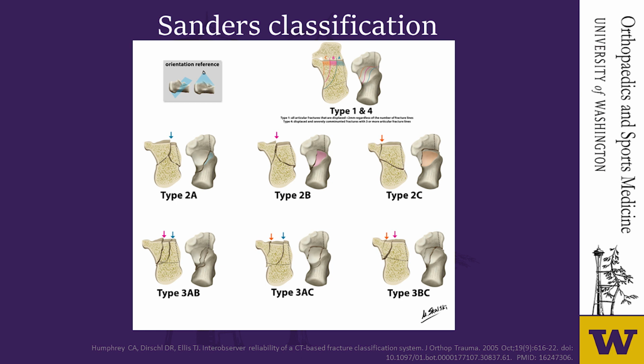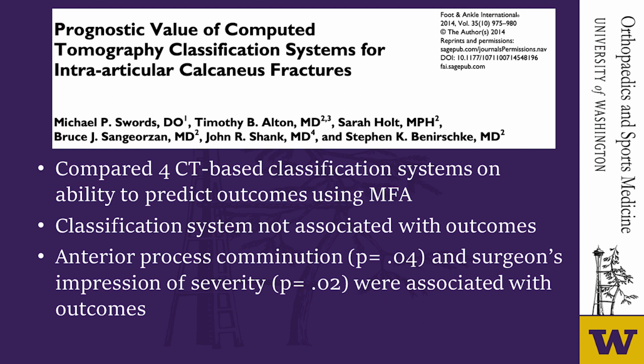Additionally, the pictures shown in the classification with both the middle and posterior facets in the same view cannot be seen in any real imaging views. Additionally, the study by Swords et al. out of our department in 2014 that looked at 4 CT-based classification systems found that none of them were associated with outcomes when using the musculoskeletal functional assessment score. They found that only anterior process comminution and the surgeon's impression of severity were associated with outcomes.